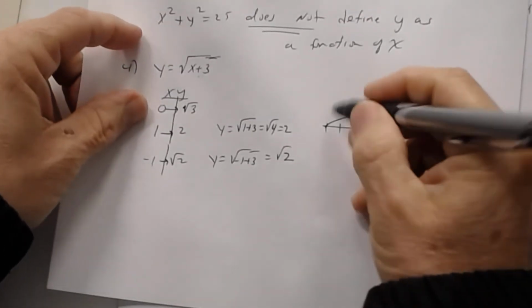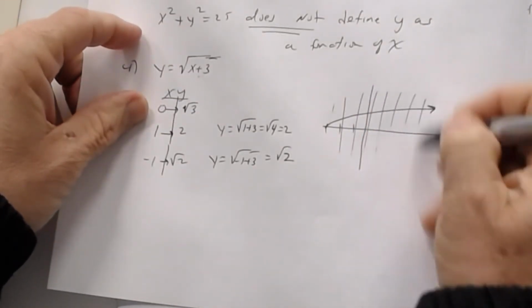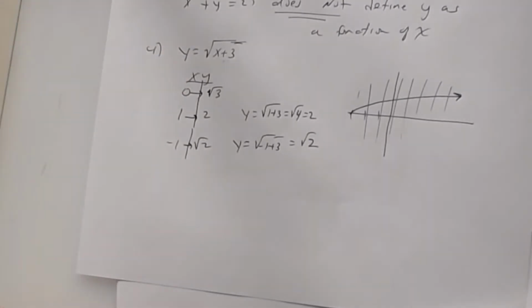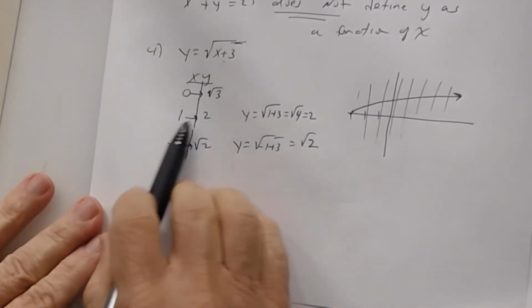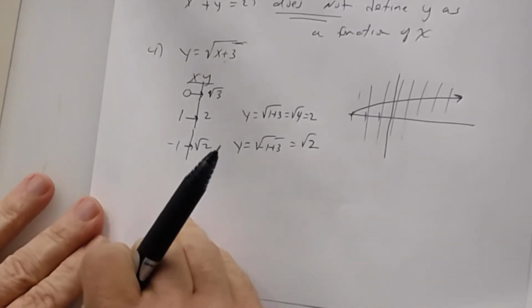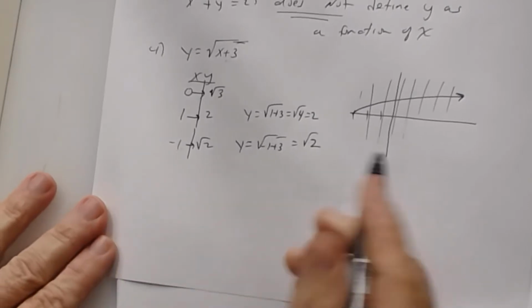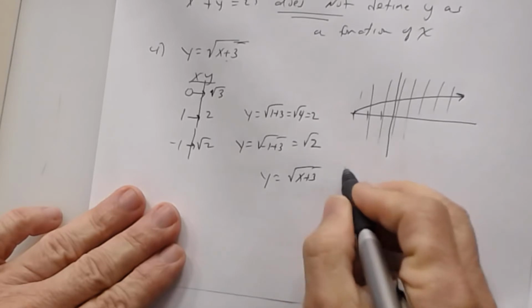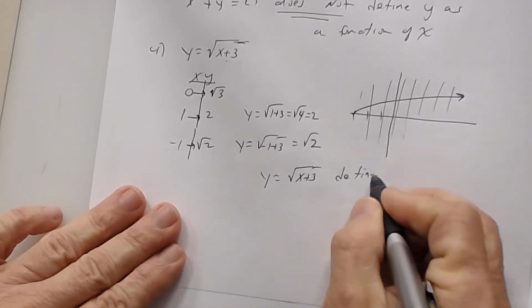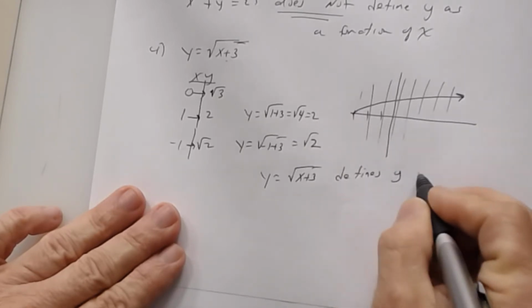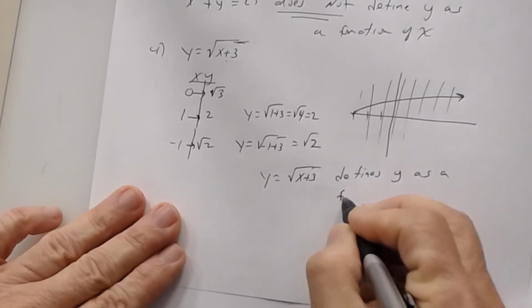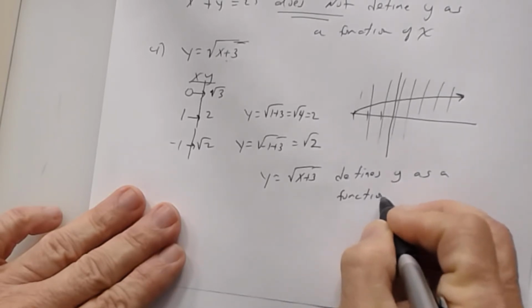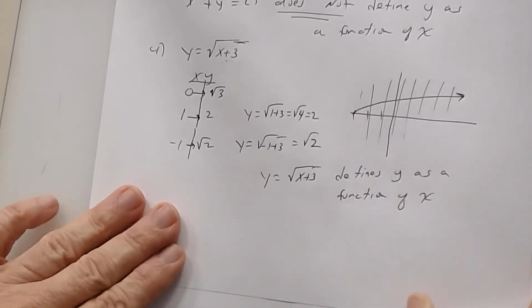But if you look at this, does it pass a vertical line test? Yes. So notice for each x coordinate, there's what? One y coordinate. So you would say y equals the square root of x plus 3 defines y as a function of x.